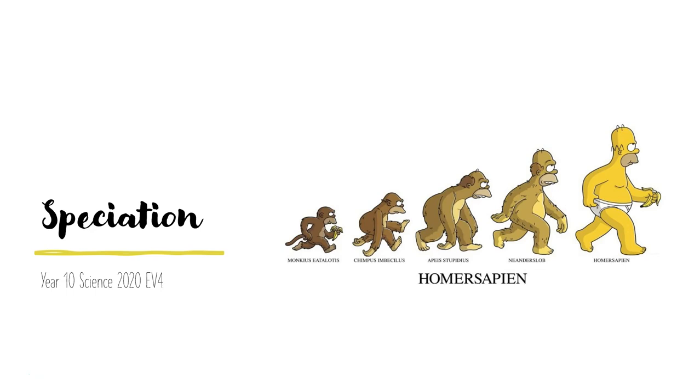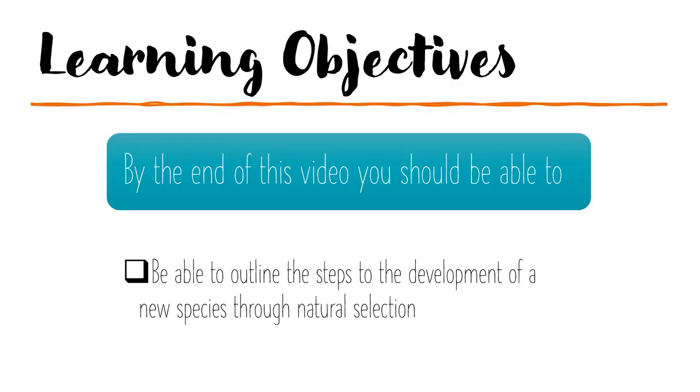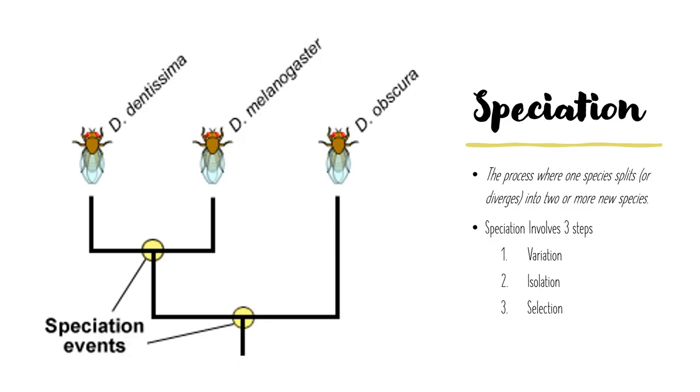So an organism that was to mate with the other form of the organism would give sterile offspring. Okay, so fully new species, and this process we call speciation. So the only learning objective from this video is to be able to outline the steps to the development of new species through natural selection. And there's 3 steps that we're going to look at in detail.